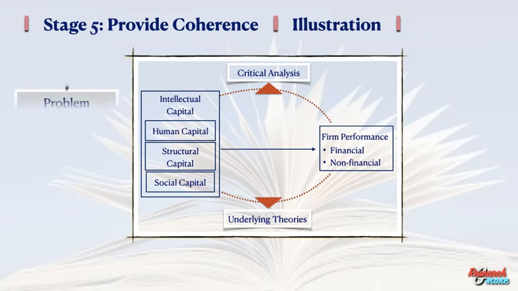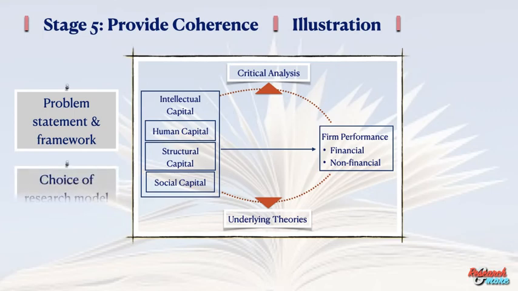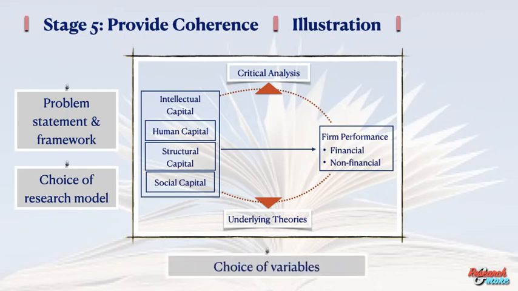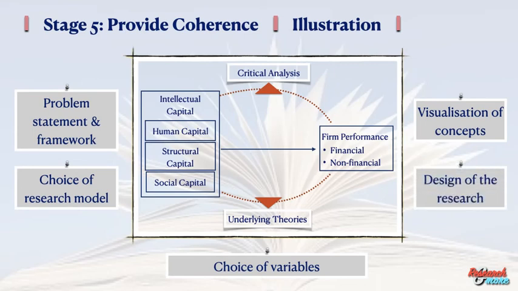There is coherence between the problem statement and clear arguments for the development of the research framework, which is always supported by the literature. This includes justification for your choice of research model, choices of variables included in the conceptual framework, how you visualize the concepts you want to explain and what you want to investigate, and how you use your conceptual framework to design your research.